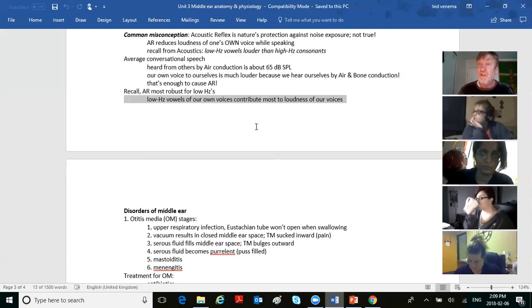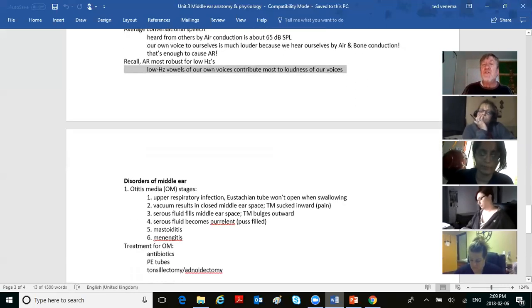Then we looked at the acoustic reflex today, and we basically went over what that is and what it's for. And now, having covered that, we'll give a brief overview of some disorders of the middle ear.